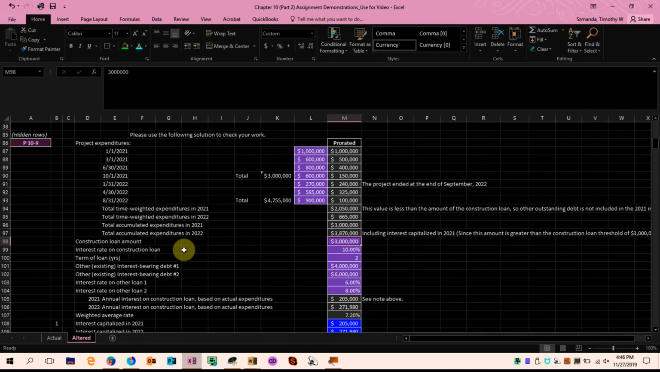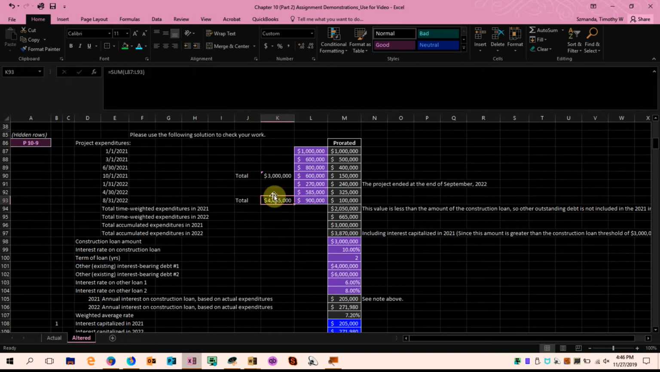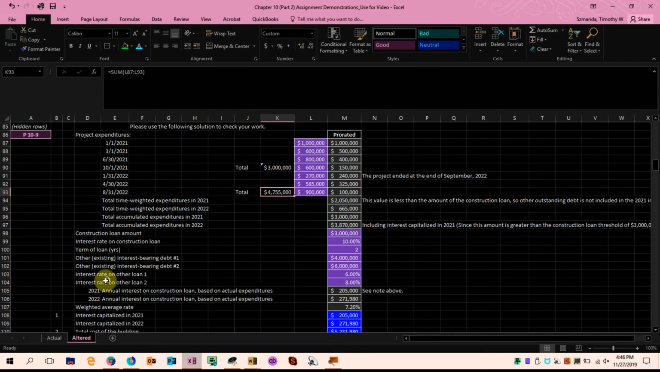All right, so here we have a construction loan strictly for this purpose. We also have a couple of other existing loans that are not specifically incurred for the purpose of building this building, but to the extent that our gross construction costs exceed the loan amount of $3 million, then we have to assume that we're using the funds available from 2 loans. One loan is at $4 million at 6%, the other loan is $6 million at 8%. So we have 3 loans to consider.